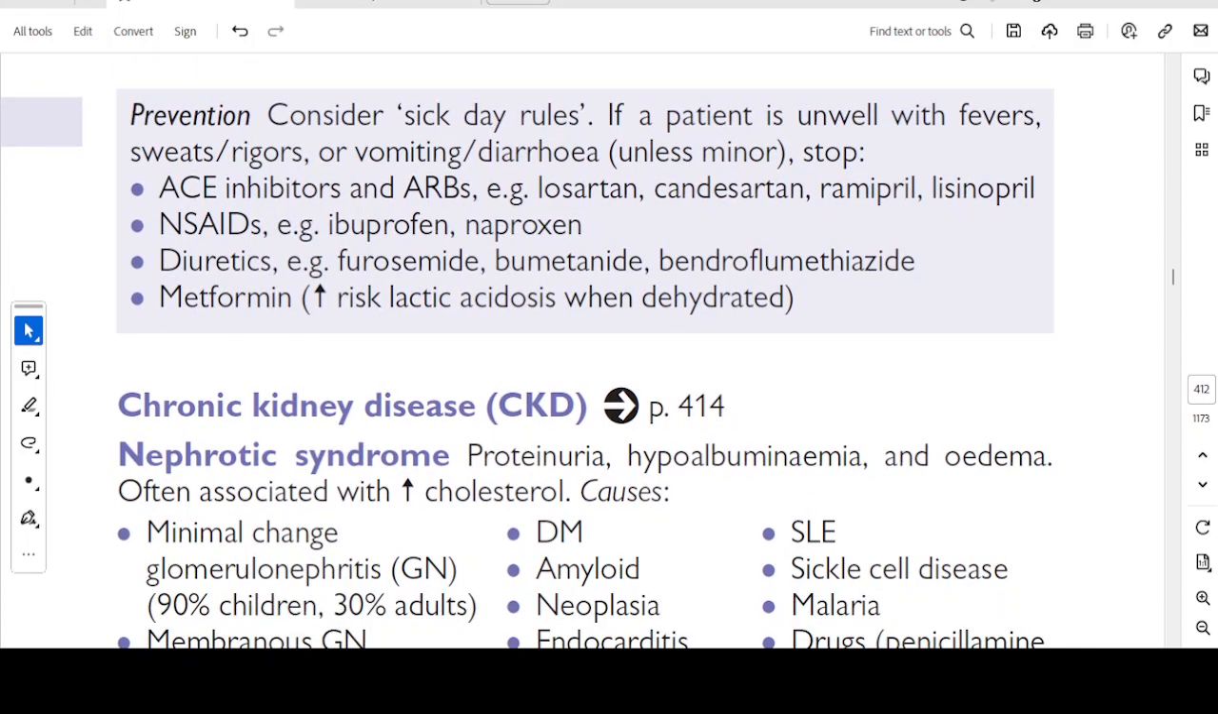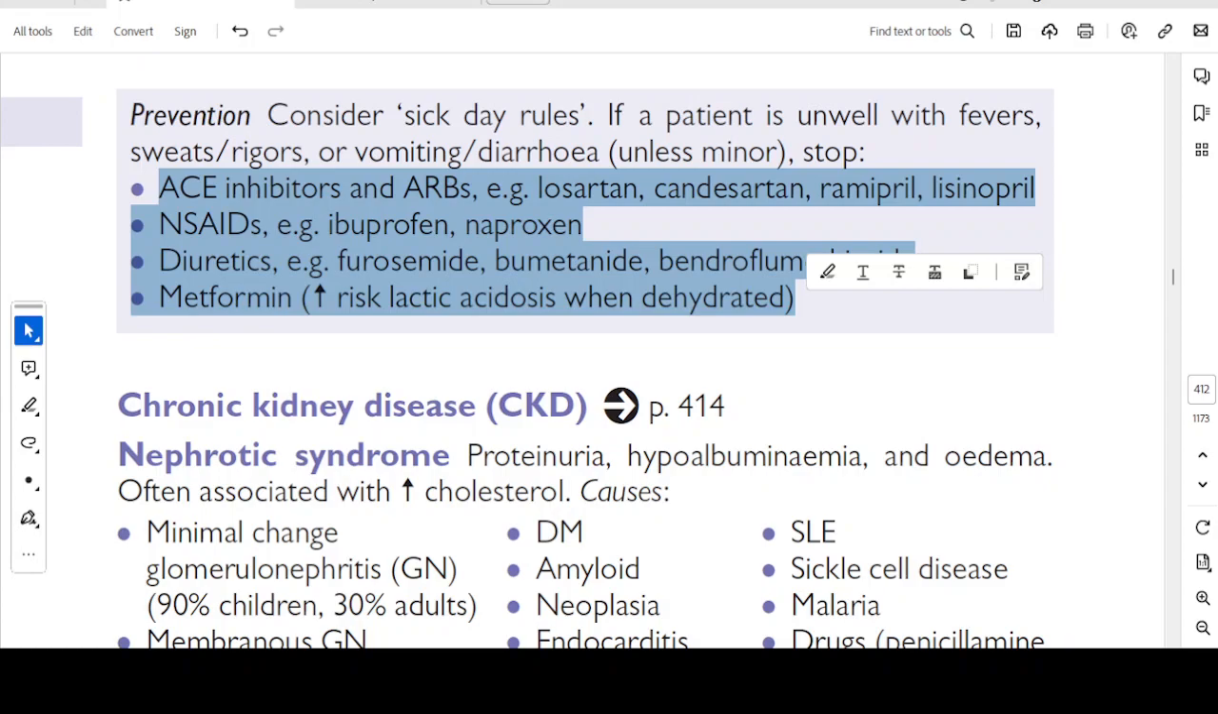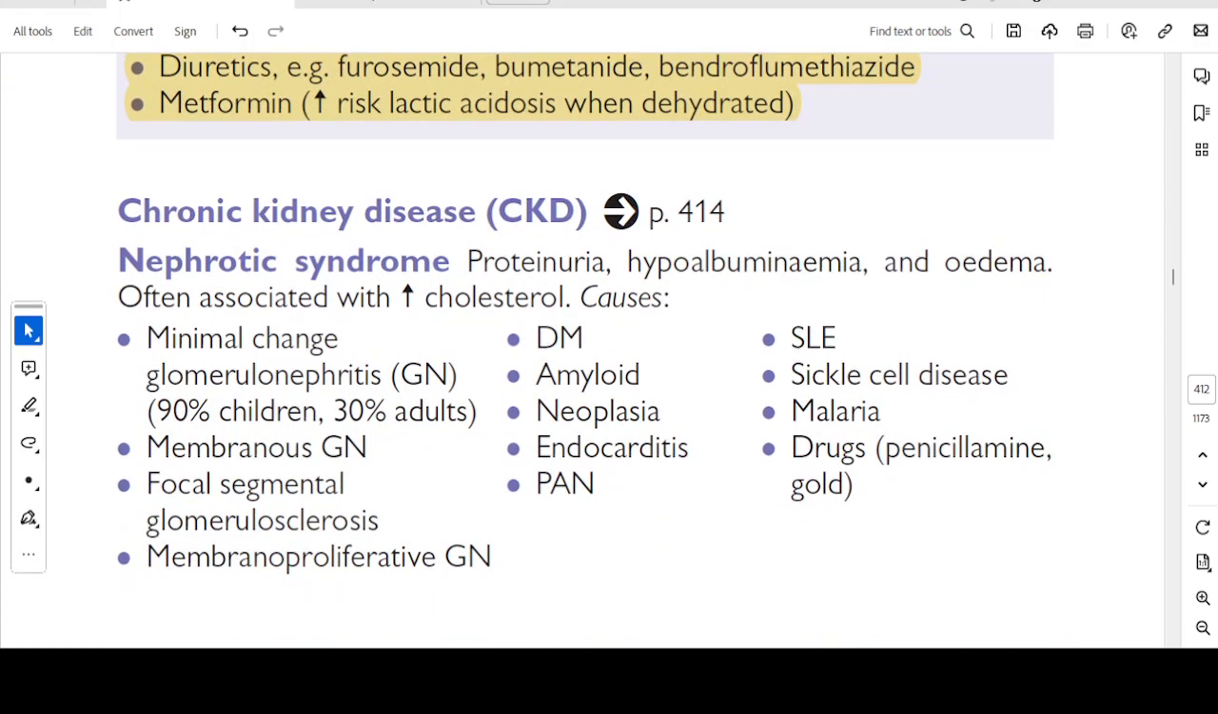If a patient is unwell with fever, sweats, or rigors, or vomiting or diarrhea, unless minor, stop the ACE inhibitors and ARBs, for example losartan, candesartan, ramipril, lisinopril. Stop the NSAIDs, for example ibuprofen and naproxen. Stop the diuretics like furosemide, bumetanide, bendroflumethiazide, and metformin also, as it increases the risk of lactic acidosis when you are dehydrated. So you need to stop these drugs unless it's a minor illness, to prevent acute kidney injury.